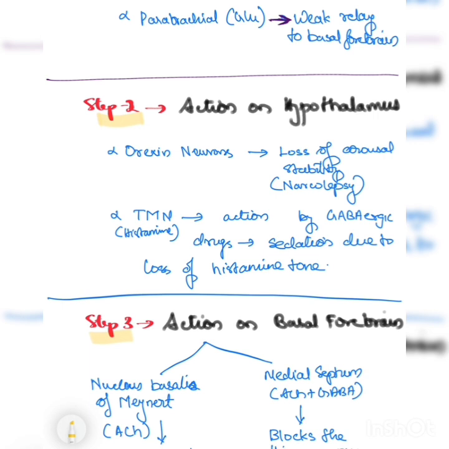Tuberomammillary nucleus: the major neurotransmitter here is histamine. Action by GABAergic drugs can lead to sedation due to loss of histamine tone.